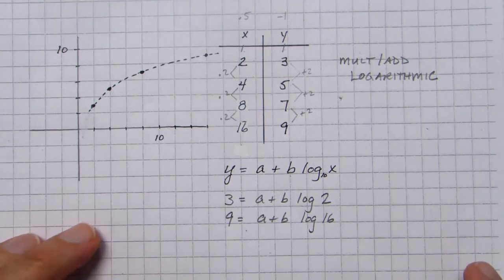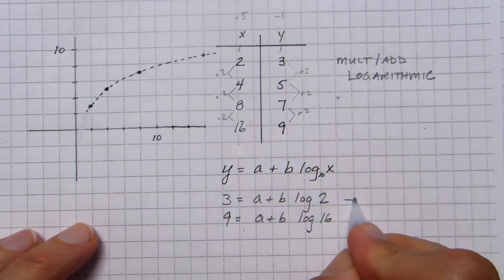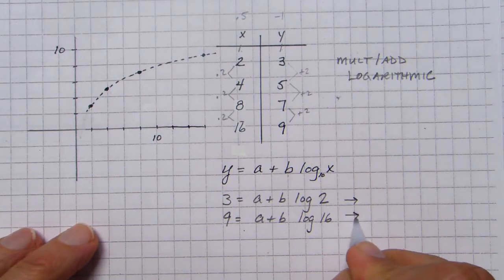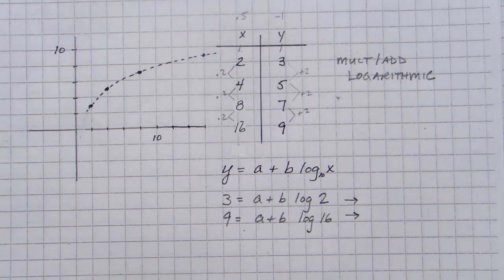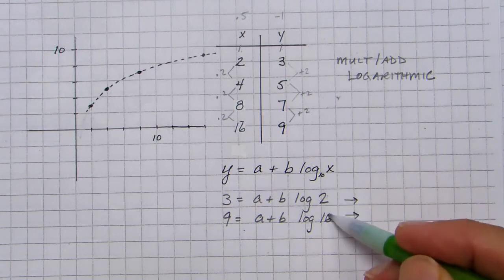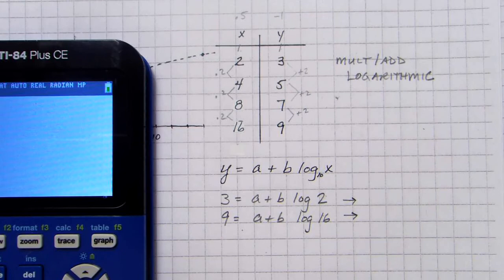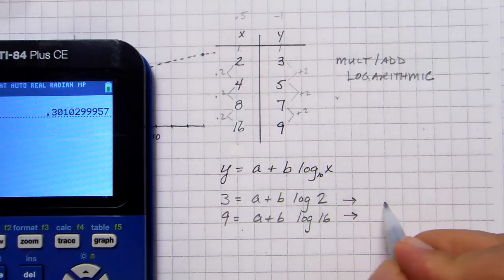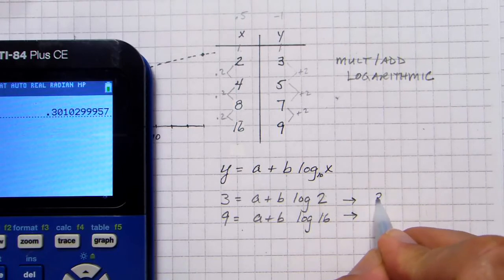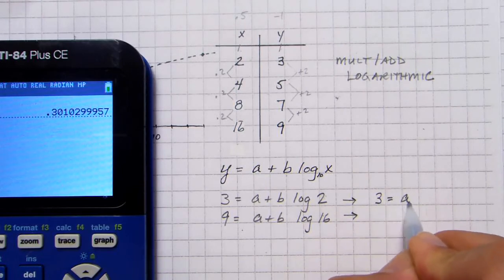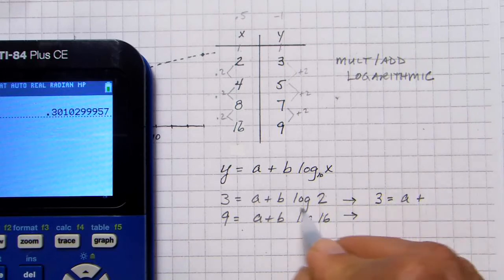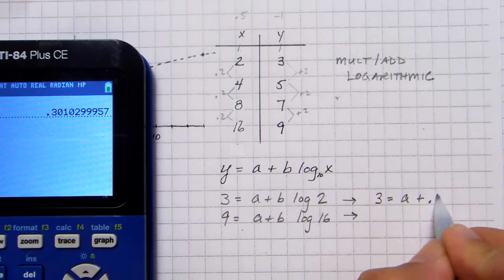So now the next step is to work this out a little bit. Before you worry about whether you should subtract these from one another, or divide them, or what to do to get rid of a variable, it's probably best to convert these. We're going to find out the values of these numbers. So I'm going to do the log of 2, and I get about 0.301. So that means my equation now is 3 equals a plus 0.301 b.